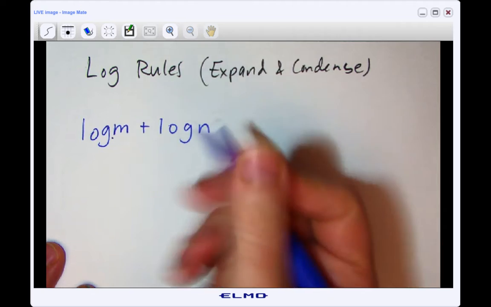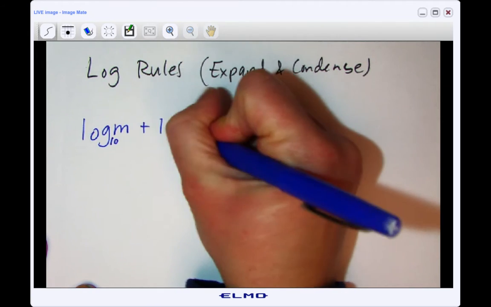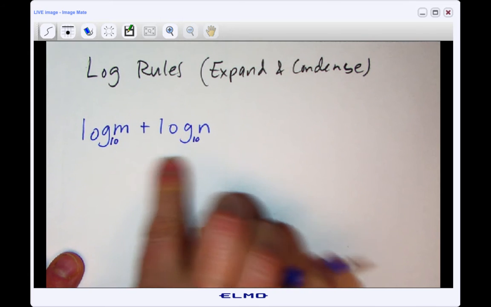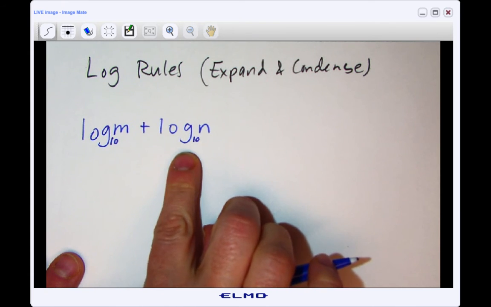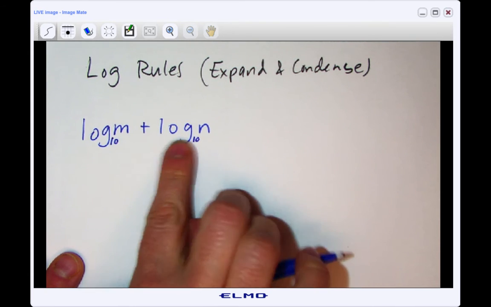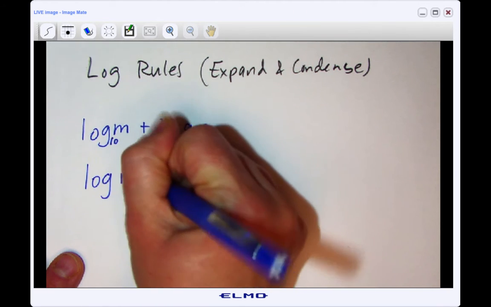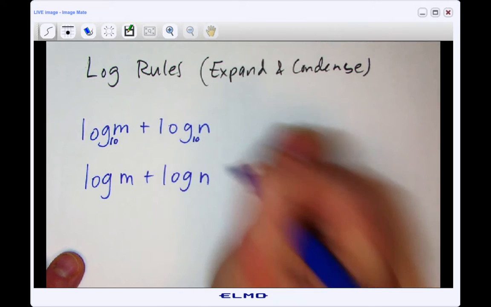So in this case, my base isn't stated. So if I don't state it, it's base 10. And so we call this guy the common log. We haven't talked about him too much yet, but this is the common log. If I don't write the 10, it's the same thing as writing the 10. So this and this are the same thing. So if you see that, just know that the base here is a 10.